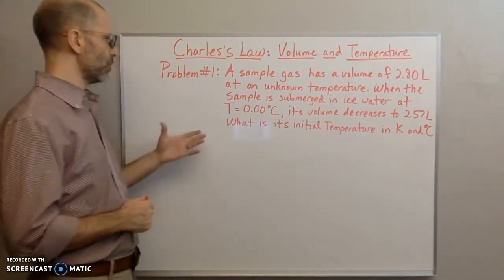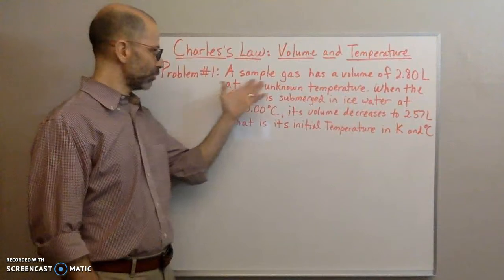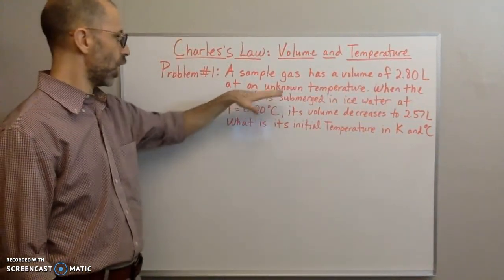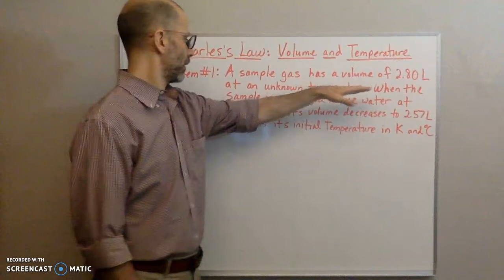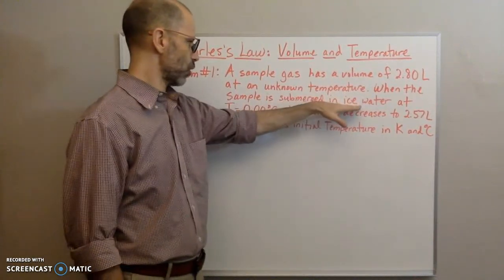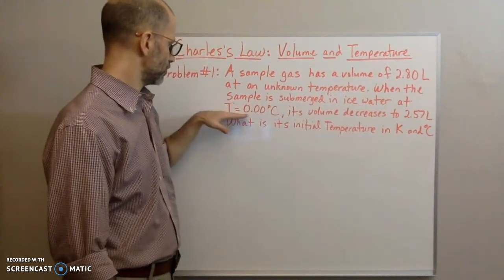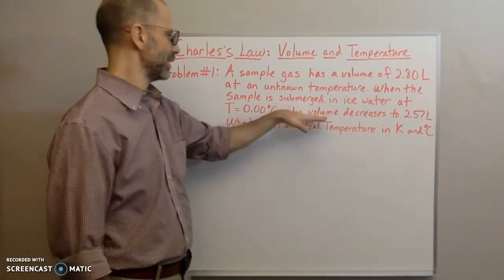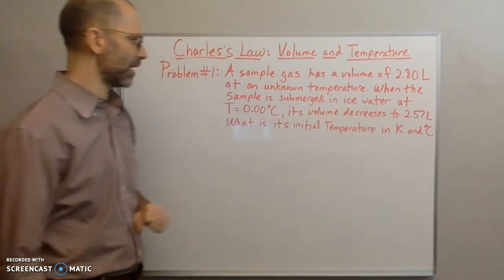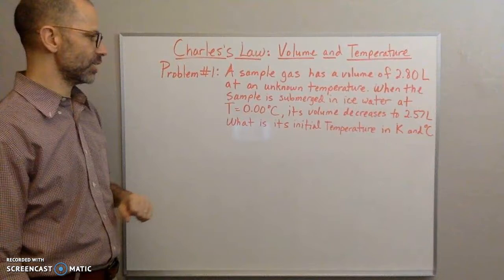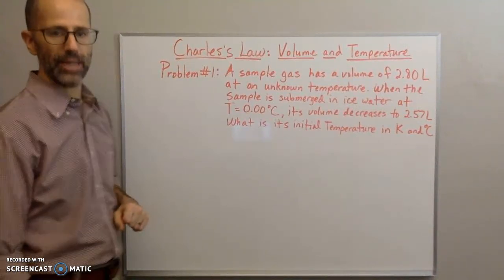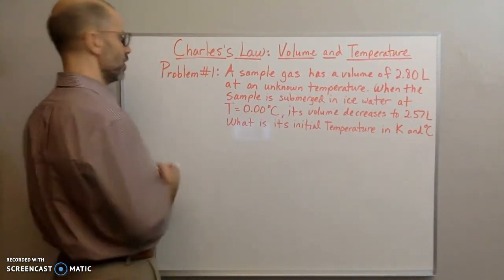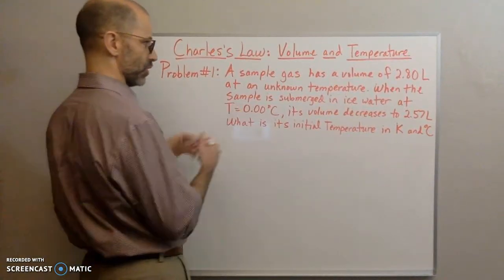Okay, so here's our problem. A sample gas has a volume of 2.80 liters at an unknown temperature. When the sample is submerged in ice water at a temperature equal to 0.00 degrees Celsius, its volume decreases to 2.57 liters. What is the initial temperature in Kelvin and degrees Celsius? So we need to write down what we're given. So we need our initial conditions.